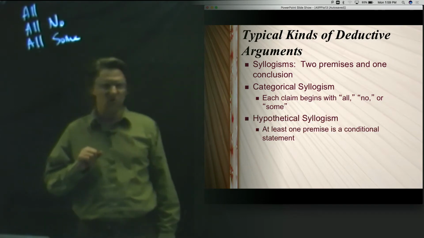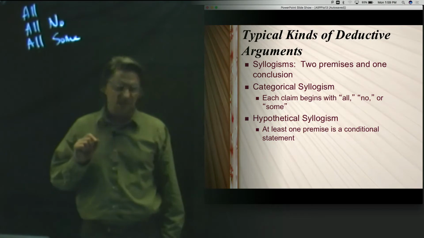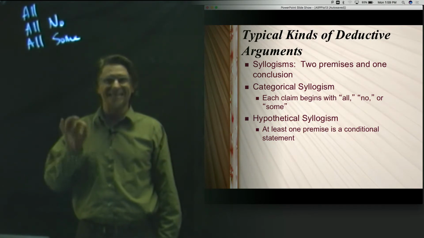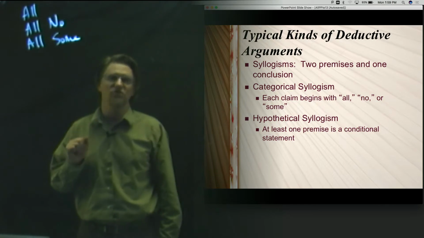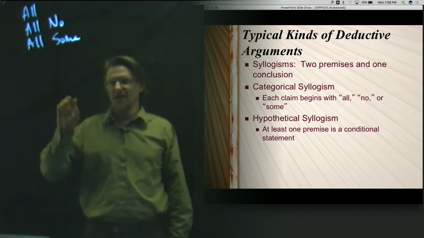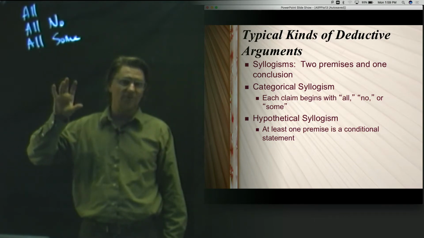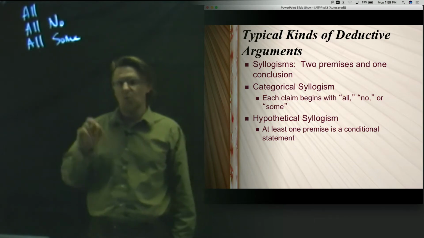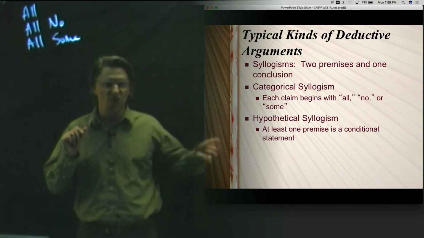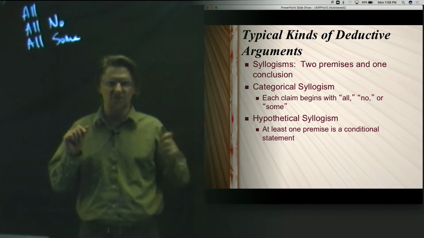Another kind of syllogism will be a hypothetical syllogism. And a hypothetical syllogism will be one where at least one premise is a conditional statement. Remember that a conditional statement is if-then. So if you're looking at an argument and one or both of the premises, because we're talking about a syllogism here, is an if-then statement, you know then that you're looking at a hypothetical syllogism.